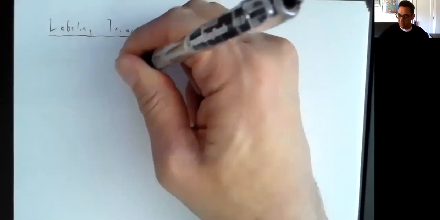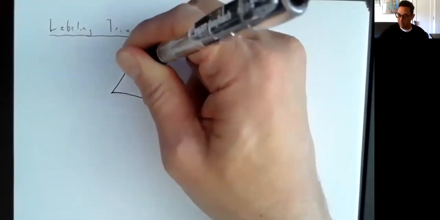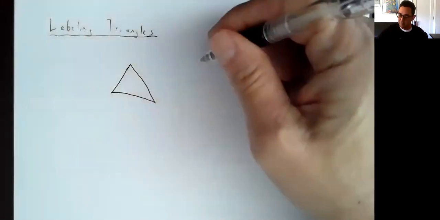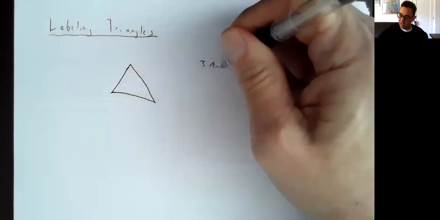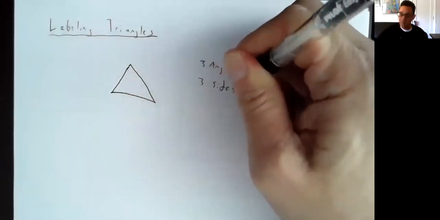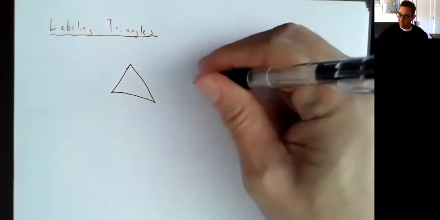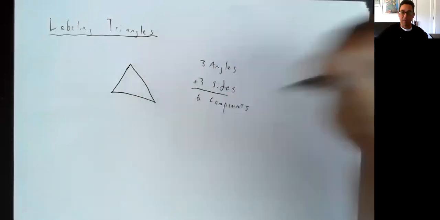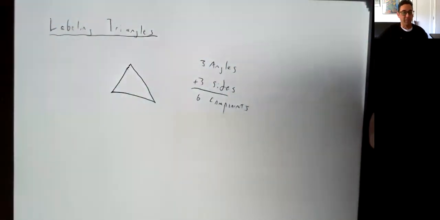All right, so for any triangle we draw, that's just a random triangle, we should realize that there are 6 components. There are 3 angles and 3 sides. So altogether that makes a total of 6 parts to any triangle.